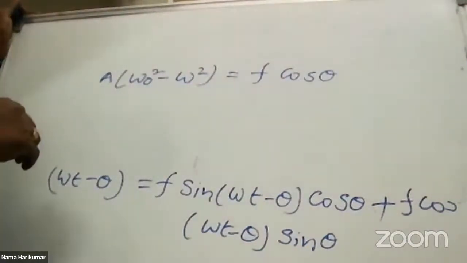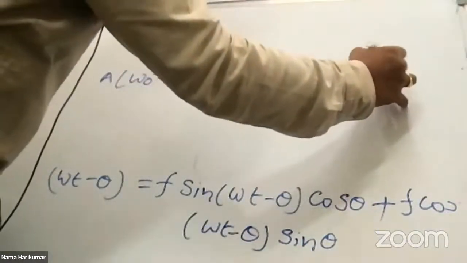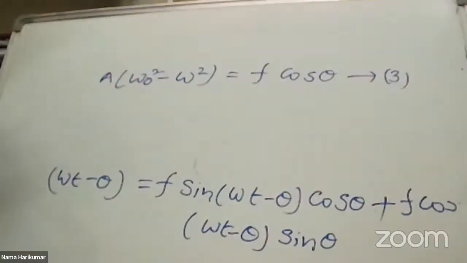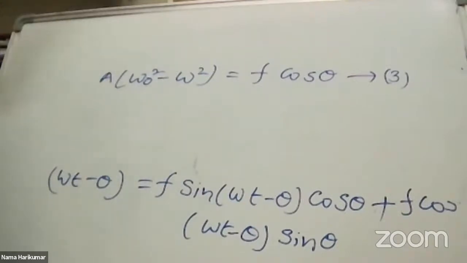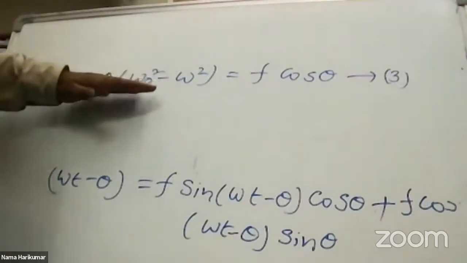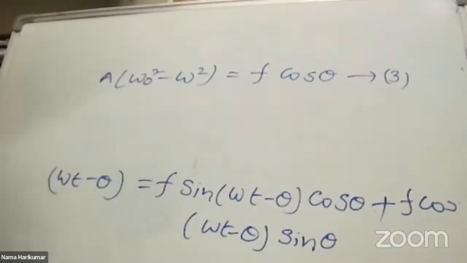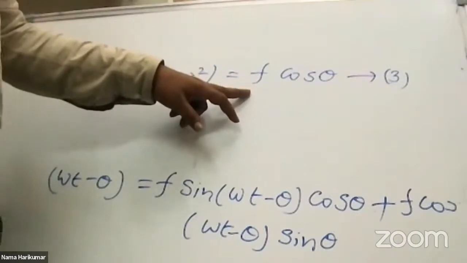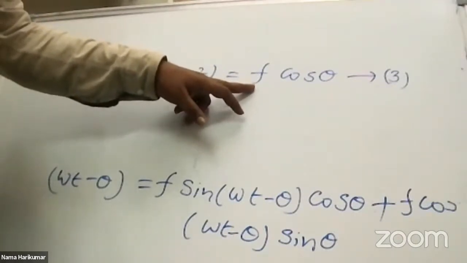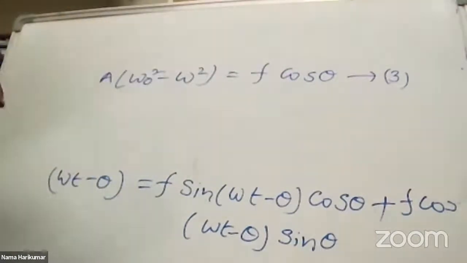This is equation number 3. In the sine omega t minus theta term, we have to neglect or remove the sine omega t minus theta on the LHS and RHS. Then we write the coefficients. On the LHS side the coefficient is a into omega naught square minus omega square, equal to, on the RHS, neglecting the sine omega t minus theta, the remaining is f cos theta. This is equation number 3.